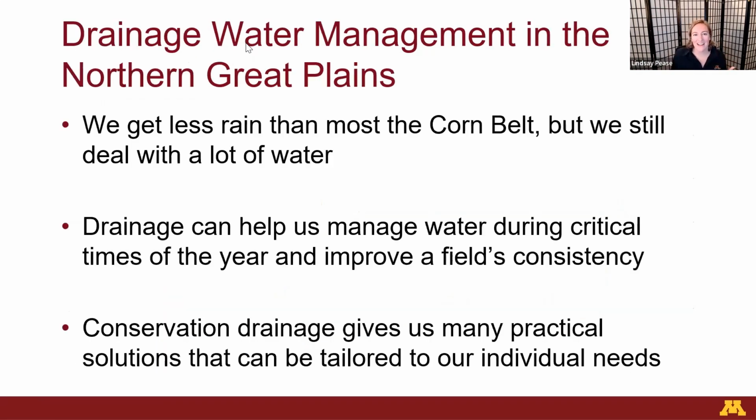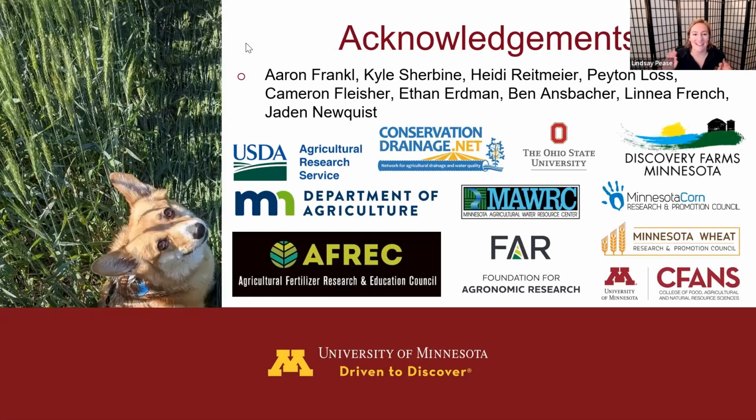So with that, I'll just wrap up, to remind you all of the things I talked about: drainage water management in the Northern Great Plains. Like I said, we get less water than most of the Corn Belt, but we can still deal with a lot of water, and drainage can help us manage that and improve the field's consistency from year to year. And finally, conservation drainage gives us many practical solutions that can be tailored to the individual needs and concerns of your farm.